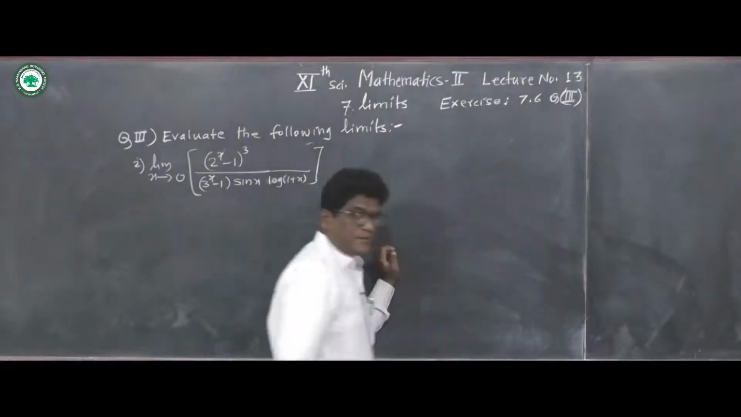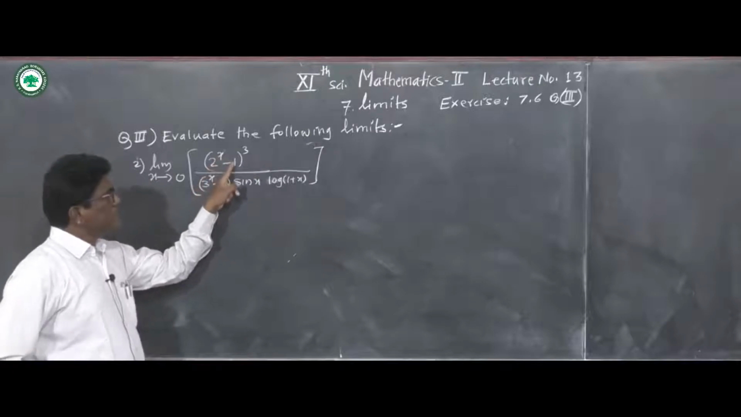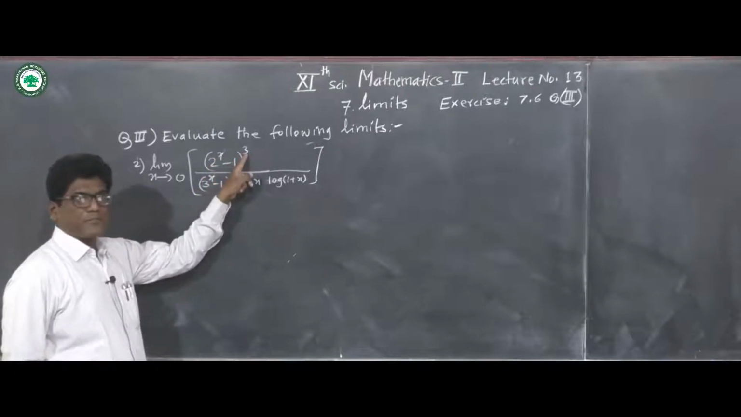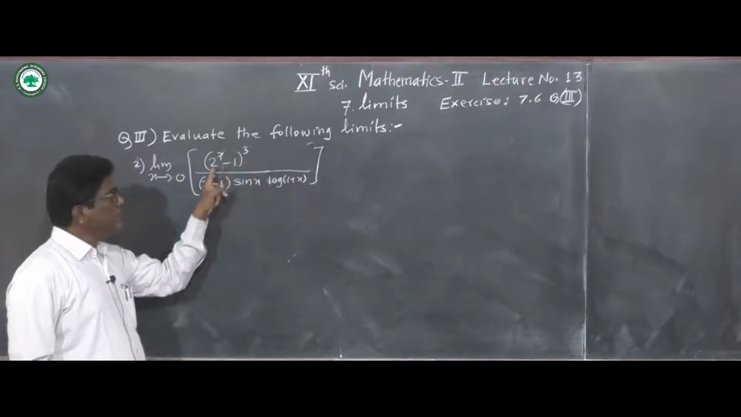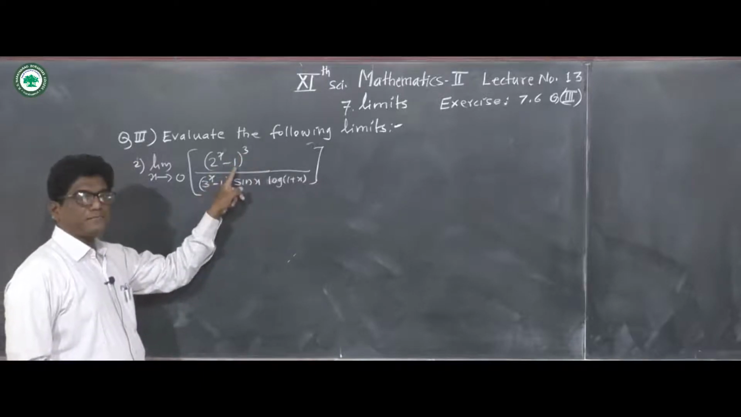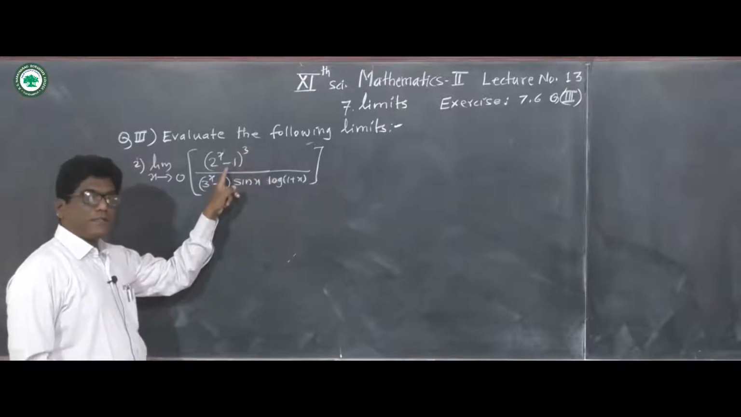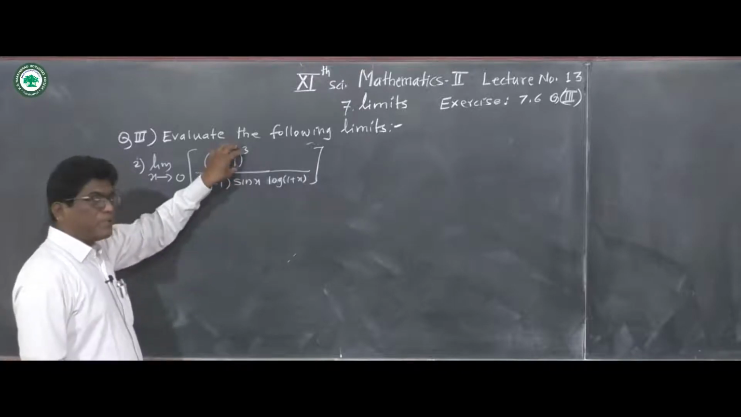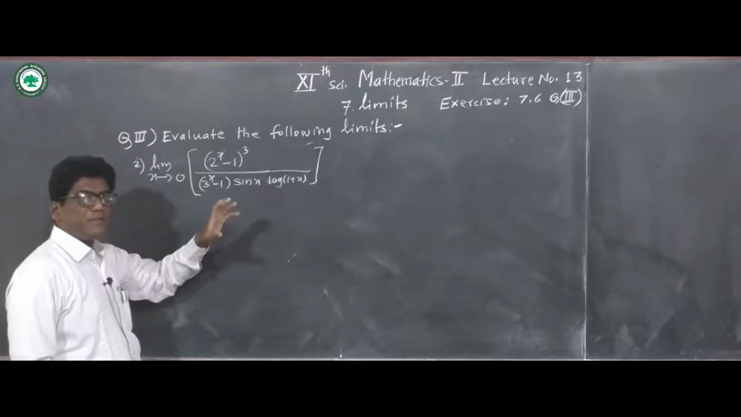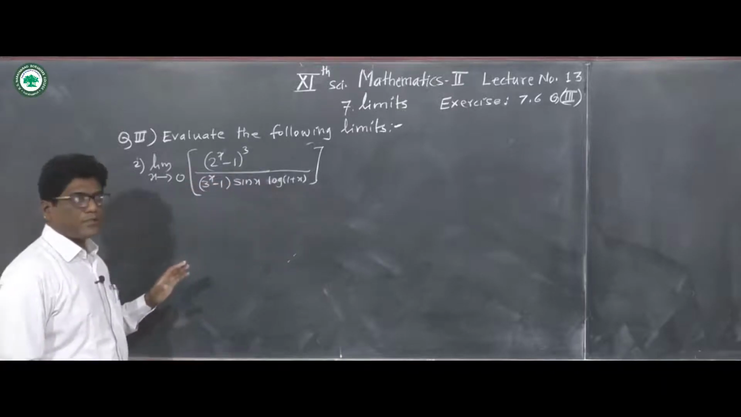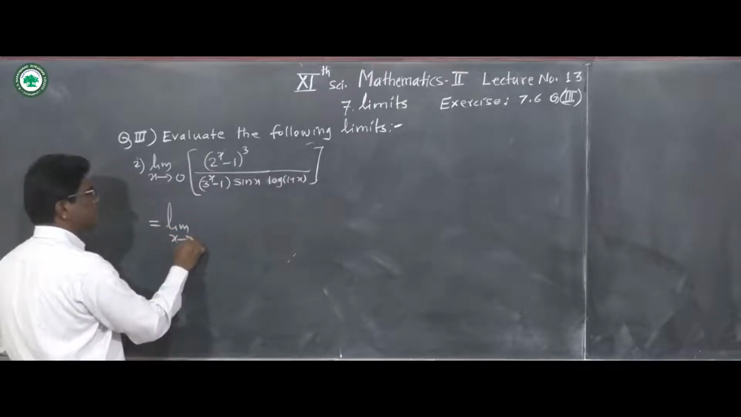Now in the numerator, limit as x tends to 0, here numerator is (2 to the power x minus 1) to the power 3. So we know the formula a to the power x minus 1. In the denominator, we want here x, but here power is 3. So we divide by x cube. We divide numerator by x cube and also denominator by x cube, because we take the same operation on the numerator and denominator.